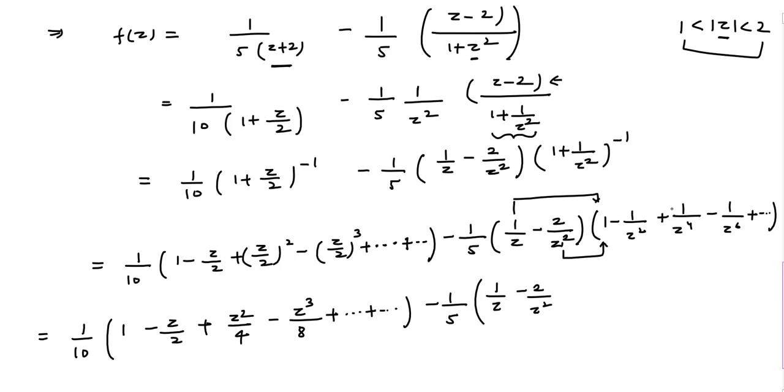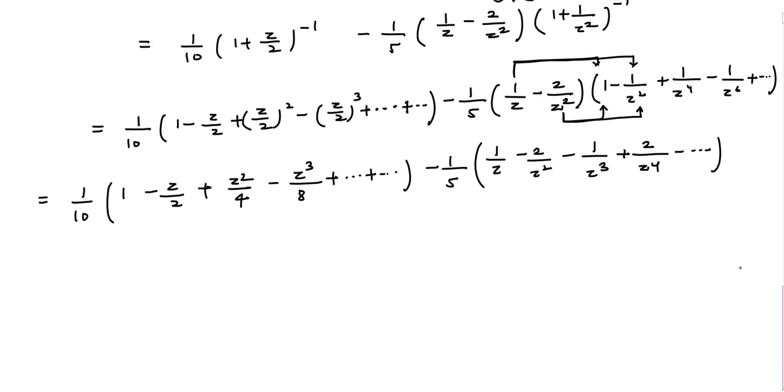Now we need to find the term having 1 by z cube. So we multiply this term by this term, and we will get negative 1 upon z to the power 3. And we need to find the term 1 by z to the power 4, so we need to multiply this term by this, so we will get positive 2 by z to the power 4 negative dot dot dot.